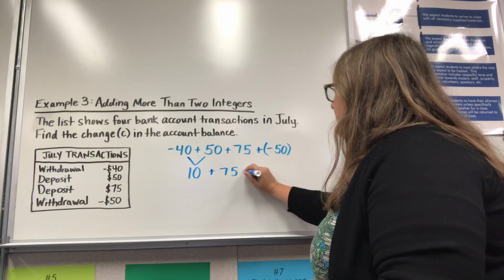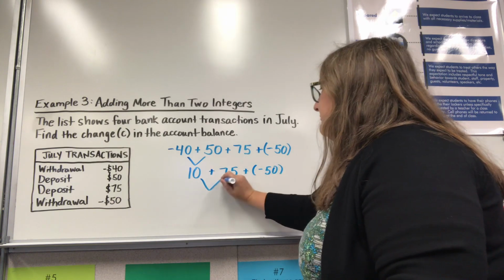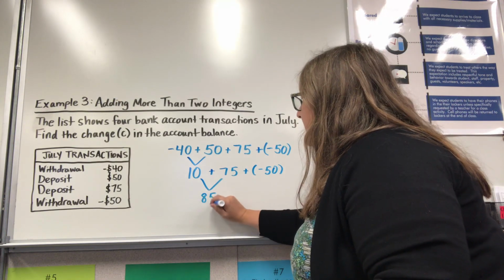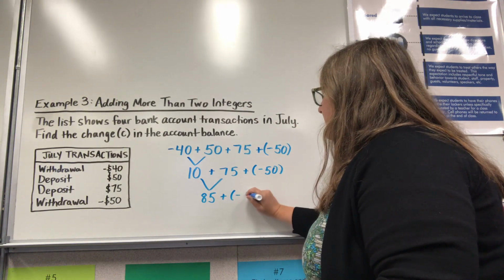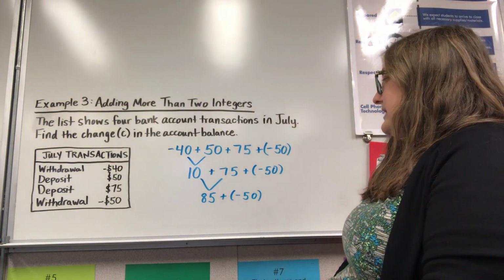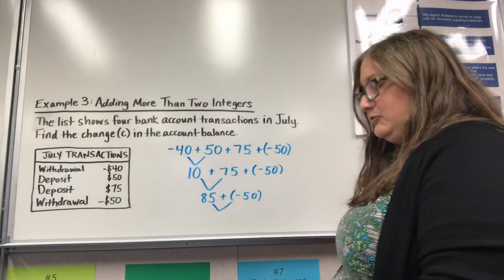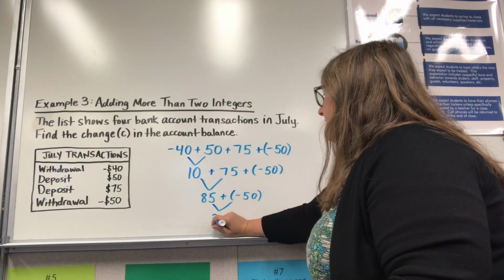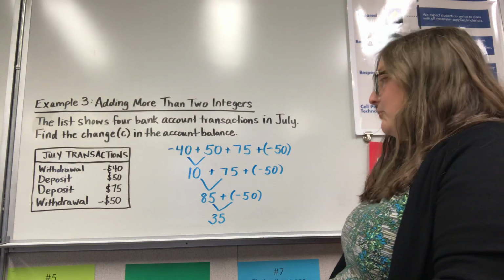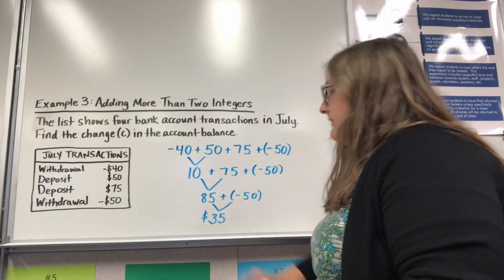I'm going to bring down the rest of my equation. Now I'm going to add these two, 10 and 75, same sign, gives me positive 85. And finally here at the end, I'm adding 85 and negative 50, different signs, so I'm actually subtracting them to get 35. And 85 has a greater absolute value, so more positives. So at the end of the month, they have $35.